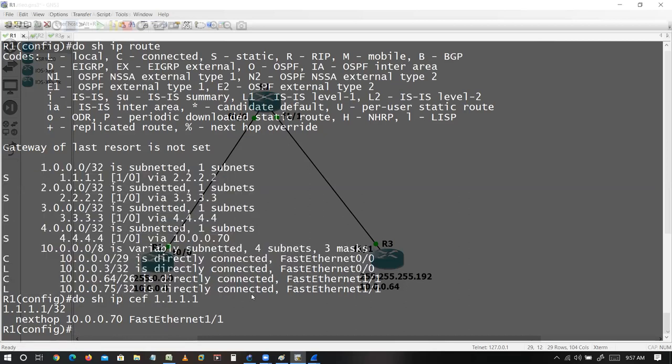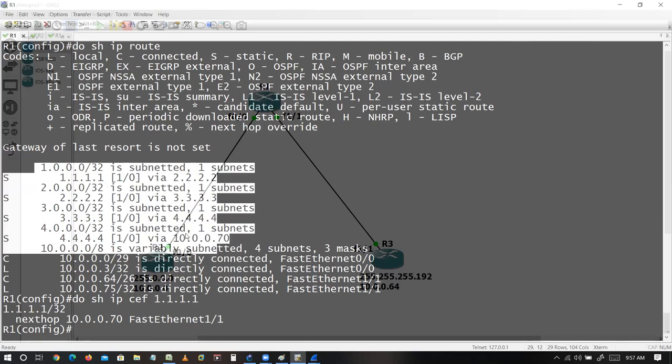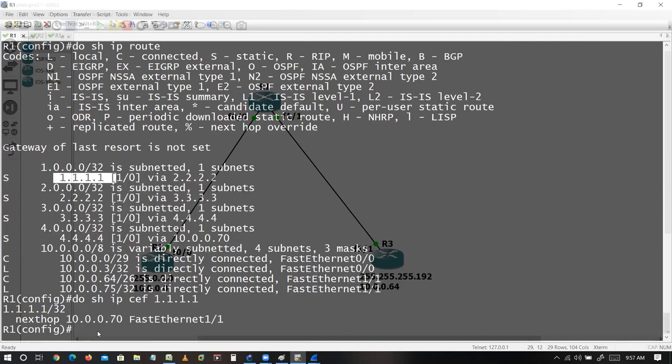Yeah, correct. If I talk about fast switching, once the RP receives the packet, at that time only it will find the final interface, right? But here in the CEF table, once it builds the table, it will just put the route in the CEF table, the best interface. Okay. The final interface we can see. Clear?